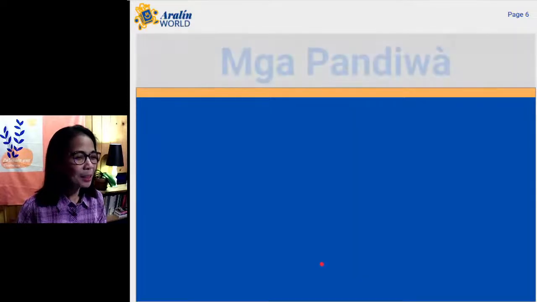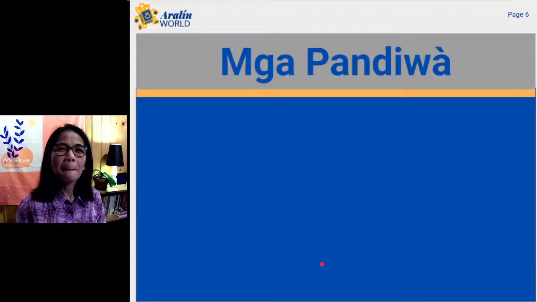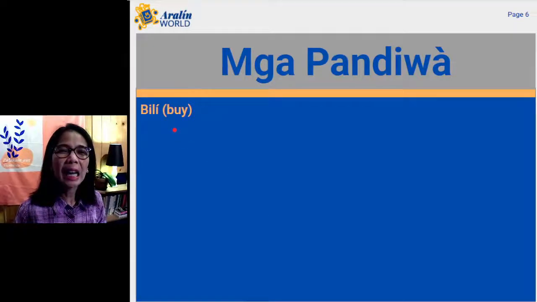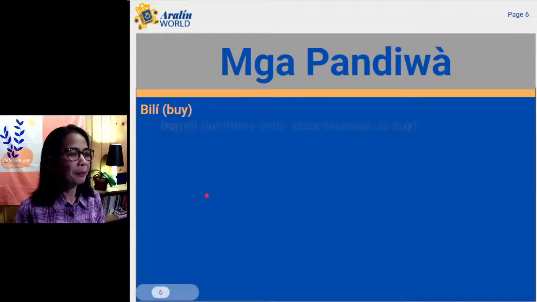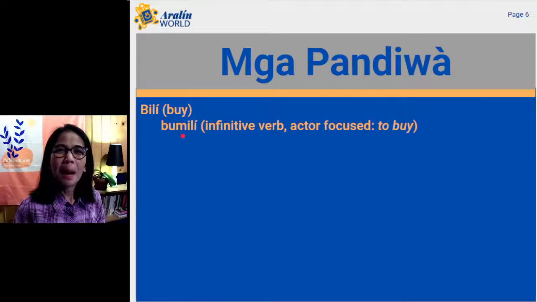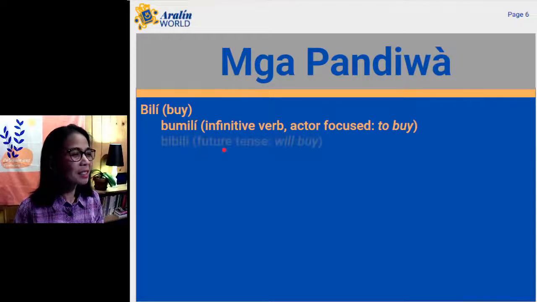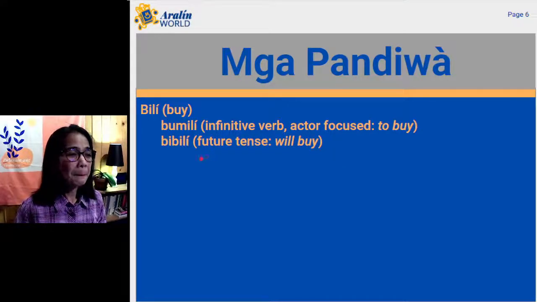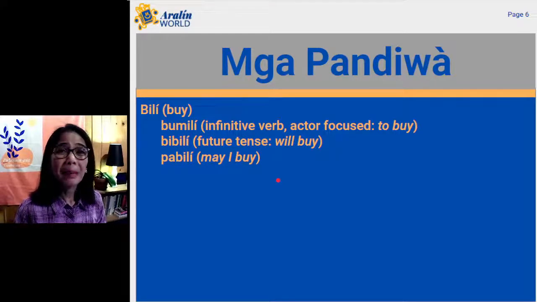Okay, let's proceed. More of pandiwa or verbs. Okay, let's have the word bili. Bili means buy. Okay, verb bumili. Infinitive form bumili. And it's an actor focused. To buy. Next, bibili. Bibili is a future tense which means will buy.